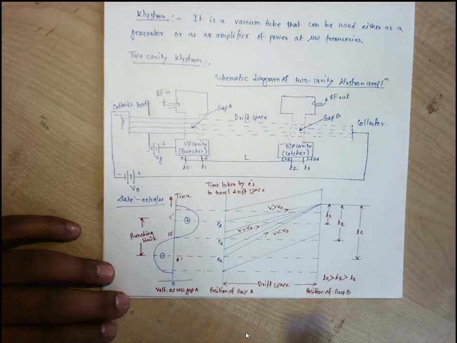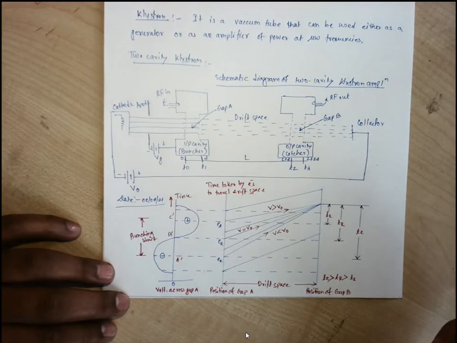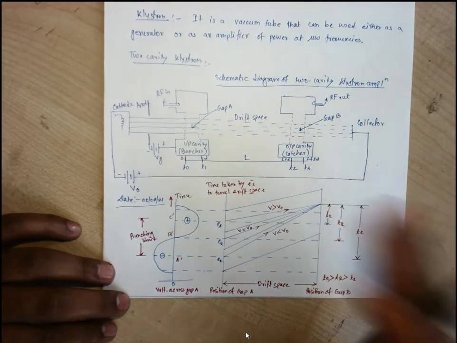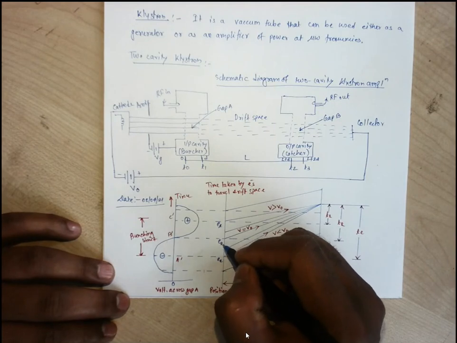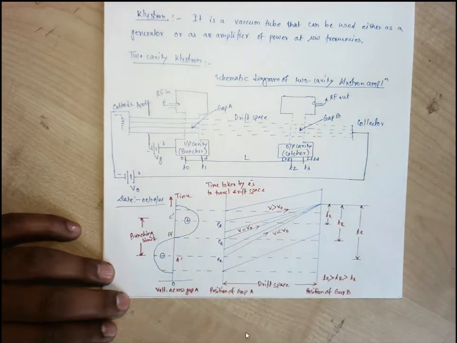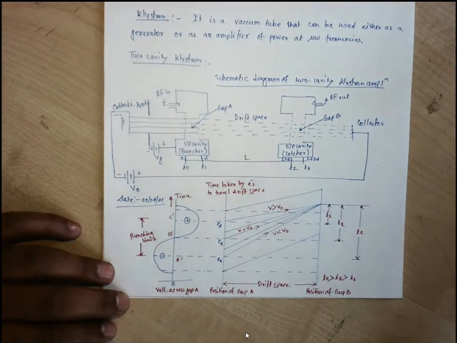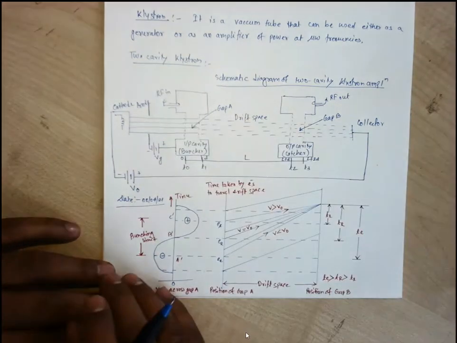Now let us consider some electrons which appear after those reference electrons. They are quite late in the sense that they appear after the reference electron, but when they appear at that gap, the RF input has a positive potential.